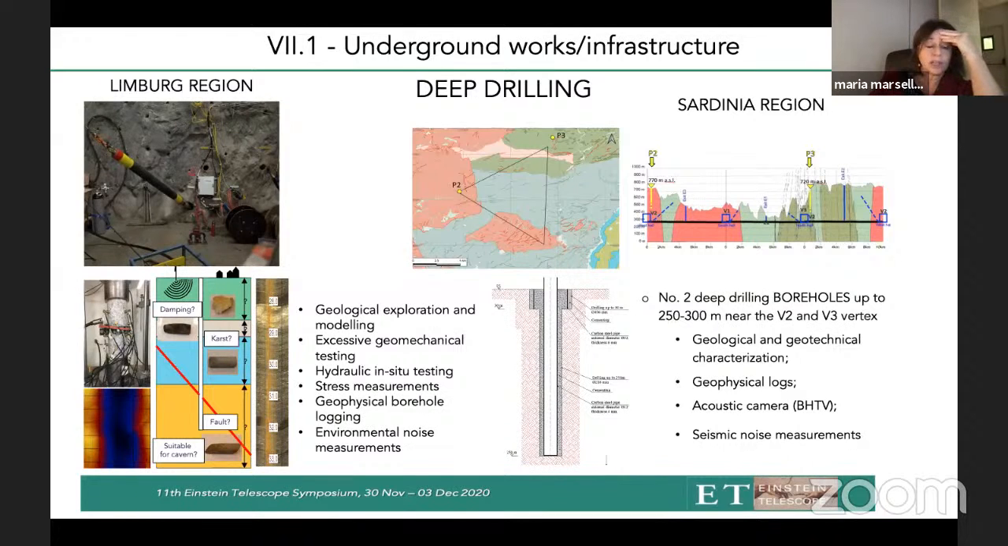In Limburg there are 5 boreholes that have been decided and realized in this period, and we are also starting in Sardinia with 2 boreholes. In both cases there is data that will be collected and shared in the community to compare and to understand the different site characteristics.